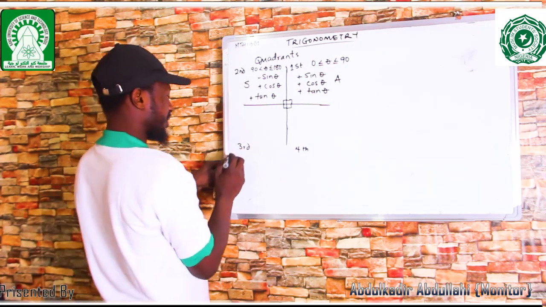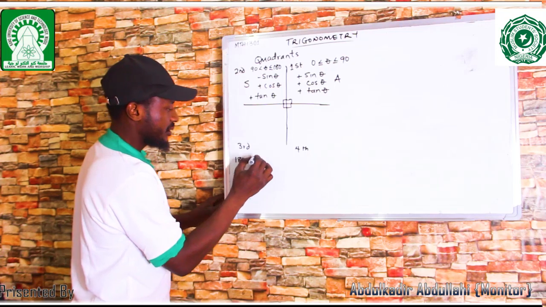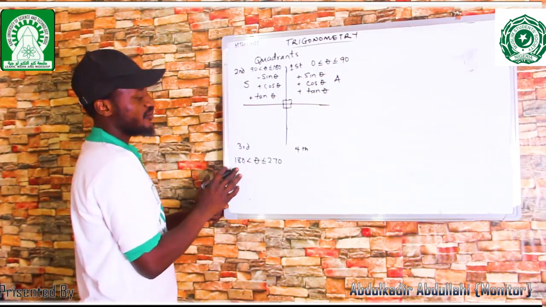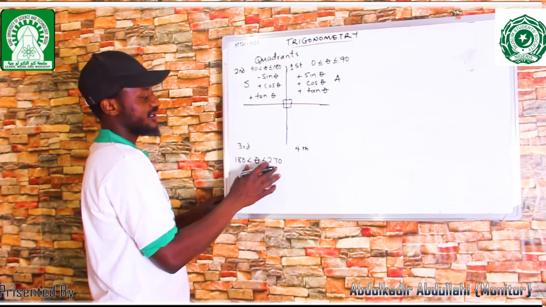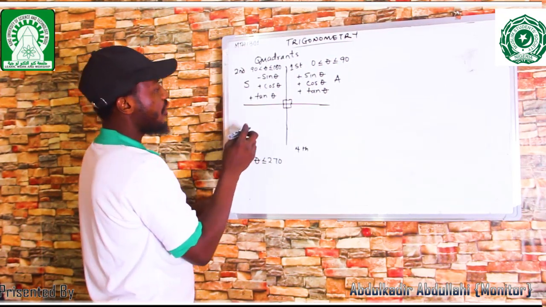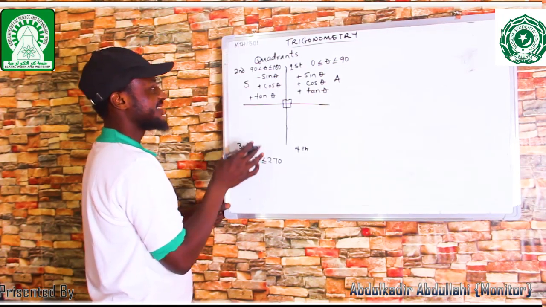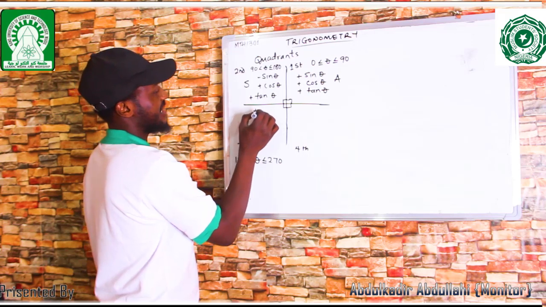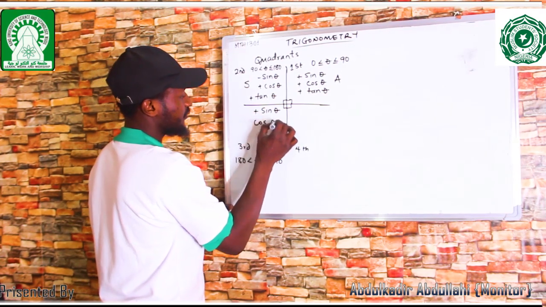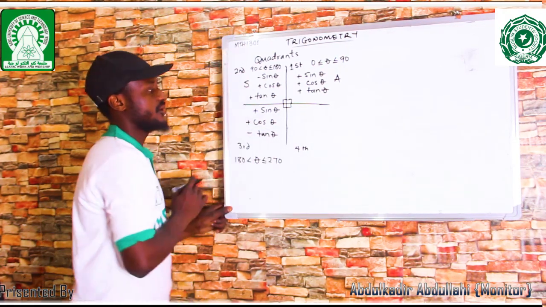In the third quadrant, here is a number from 180 to 270. A number more than 180 but less than 270 is in the third quadrant. And all the trigonometric ratios are positive here except tan. That is, sine here is positive, cos is also positive, but tan is negative in the third quadrant.